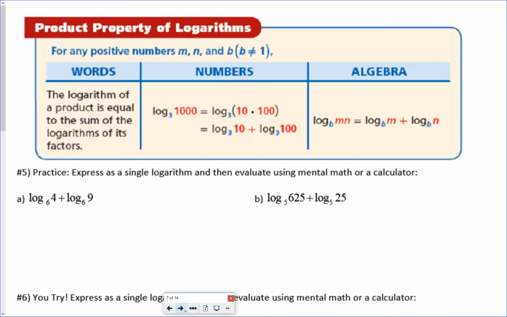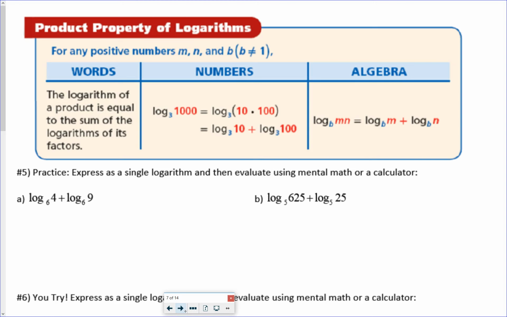So the first one we have is the product property. My product property tells me that if I have a log that consists of two pieces being multiplied, I can separate or expand those pieces with addition, and each one gets their own log with the same base. And then vice versa. If I'm given two logs with a plus sign, and it wants me to condense it into just one, I can take those values and multiply them together to give me just one log.